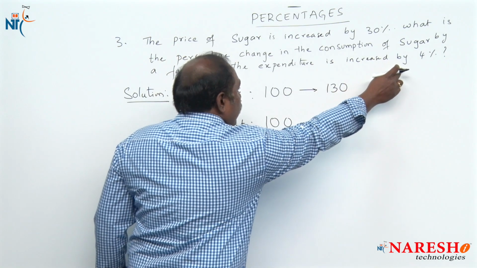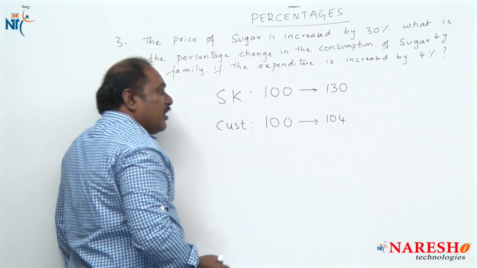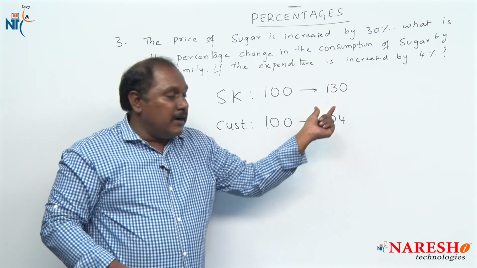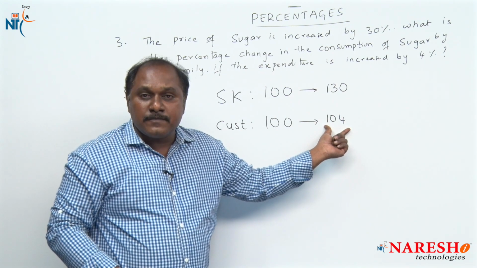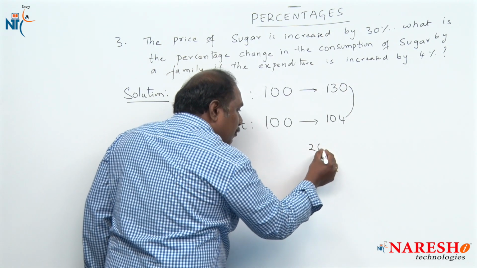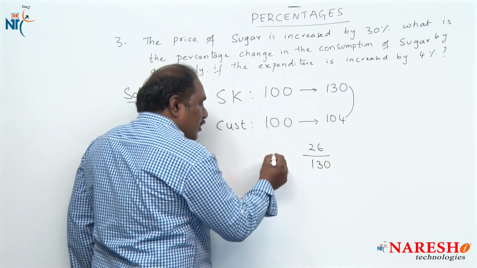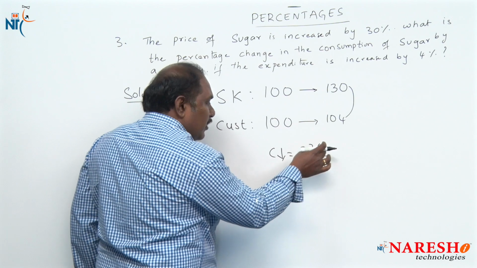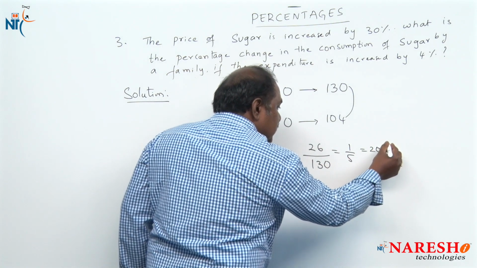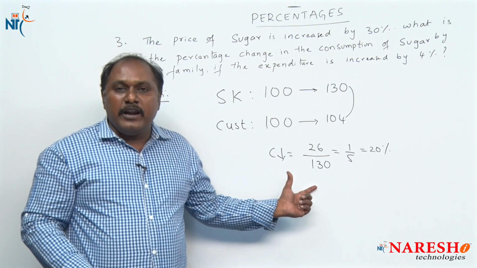increased his expenditure by only 4%. So he will be able to spend 104 rupees. 130 rupees worth of sugar is present in front of him, but the customer is giving only 104 rupees. So how many rupees of sugar is he unable to buy? Definitely he is unable to buy 26 rupees of sugar from sugar worth 130. So definitely his consumption decreases. 26 by 130 is 1 by 5, and 1 by 5 in terms of percentage is 20%. So consumption decreases by 20%.